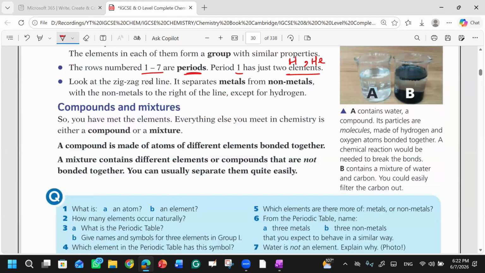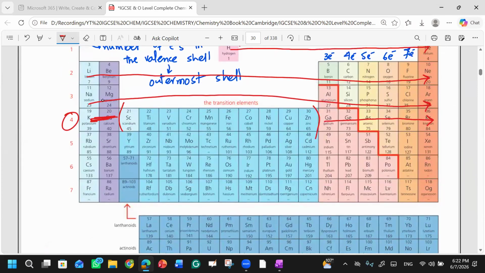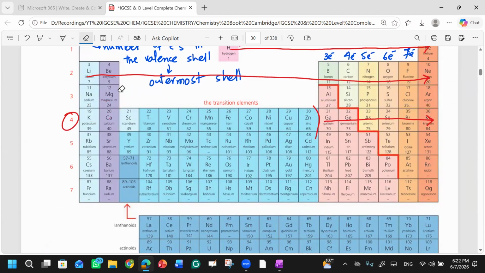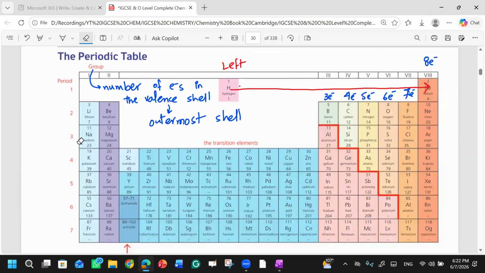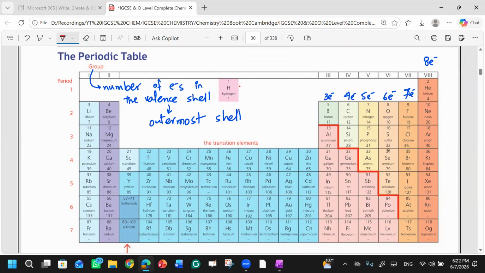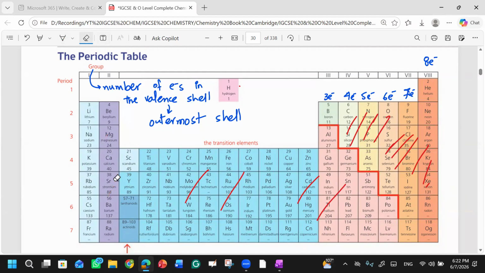Look at the zigzag line. I told you about this yesterday. What is this zigzag red line doing? It is separating metals from non-metals. On the right side, these are non-metals. On the left side, these all are metals. So metals are in abundance. There are many naturally occurring metals in the earth's crust, and that's why we use metals in different industries for different purposes.